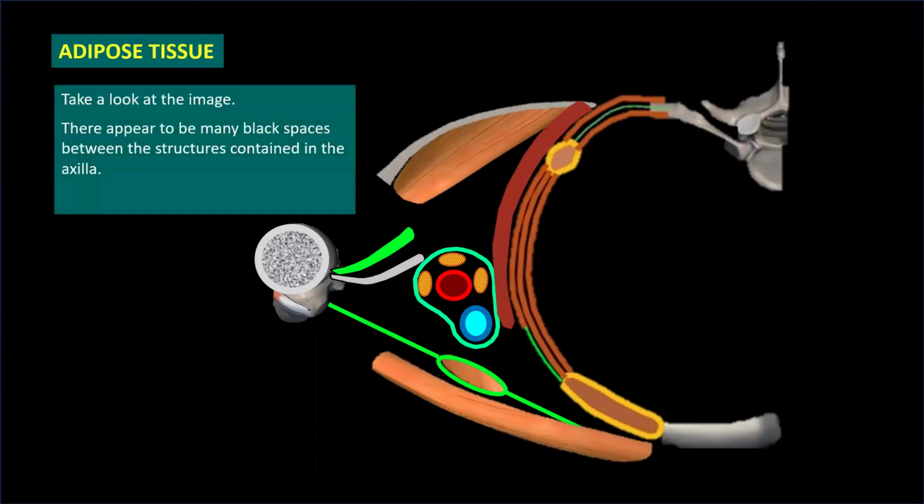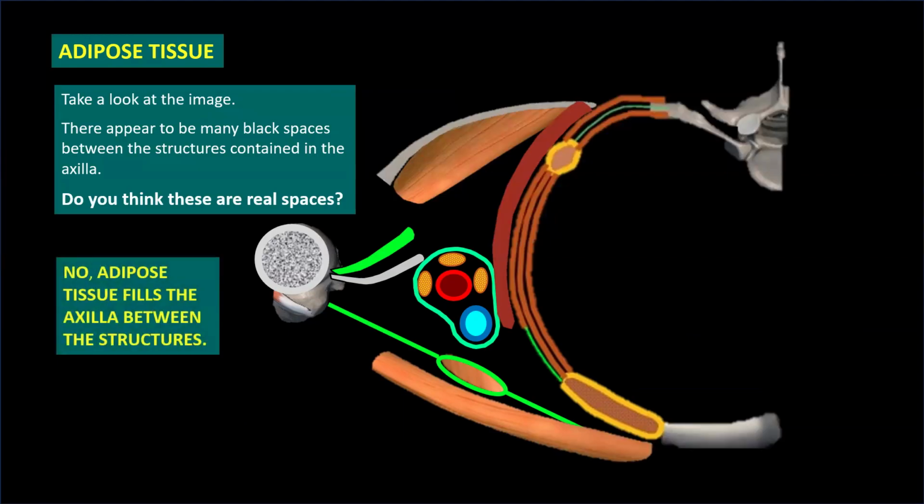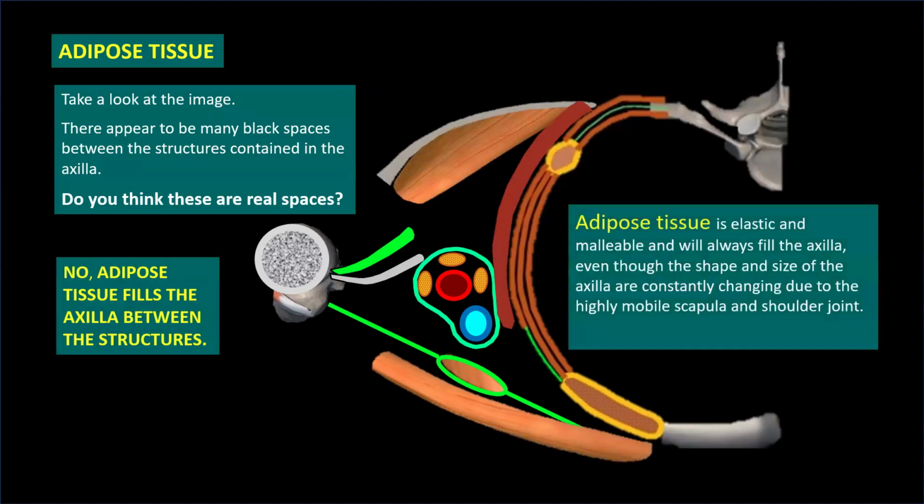Adipose tissue. Take a look at the image. There appear to be many black spaces between the structures contained in the axilla. Do you think these are real spaces? No, adipose tissue fills the axilla between the structures. Adipose tissue is elastic and malleable and will always fill the axilla, even though the shape and the size of the axilla are constantly changing due to the highly mobile scapula and the shoulder joint. Let's insert the adipose tissue.